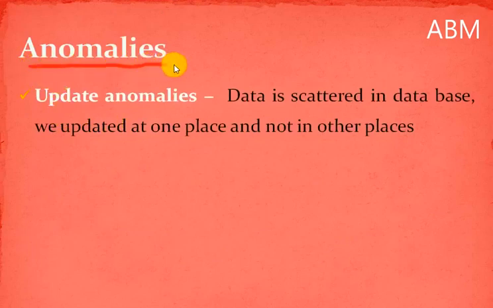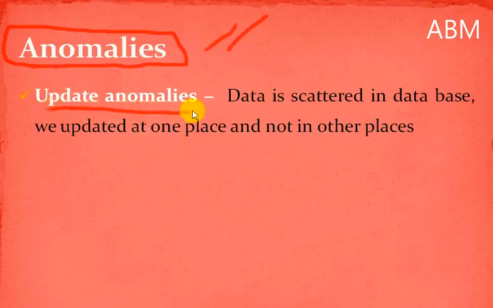Anomalies means some type of mishandling, some type of errors, some type of mistakes in the database. The first one is the update anomaly. Actually, anomalies occur if the data is scattered, if the database is not well organized and it is not well engineered, then such types of anomalies occur.